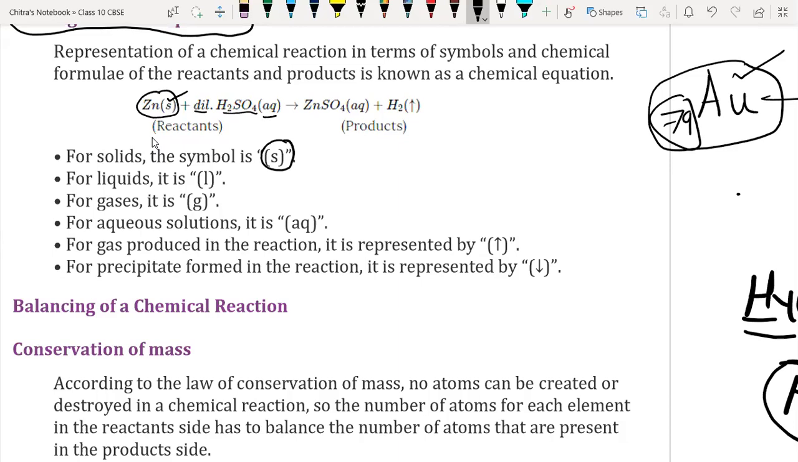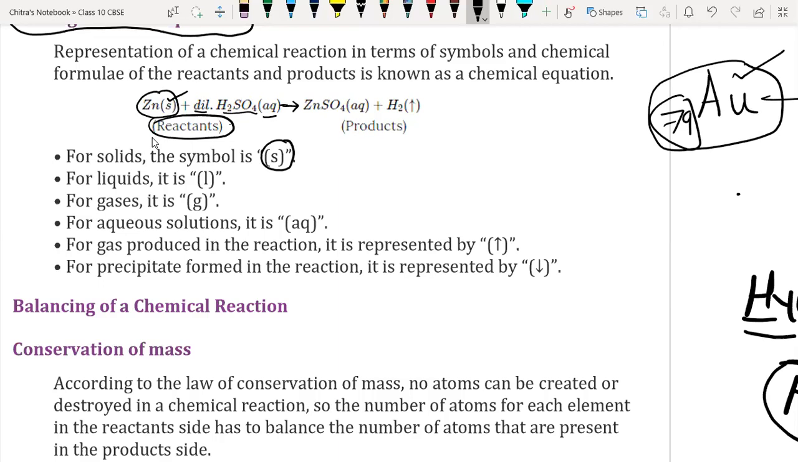See, this arrow represents the direction of reaction. This is the left hand side, and inside we are representing the reactant, and this arrow shows the direction of reaction, reactant to product. So this pointed side shows the direction of reaction from reactant to product side.